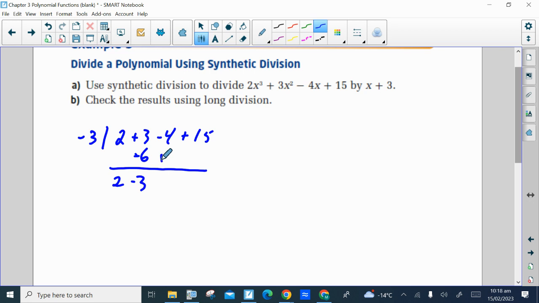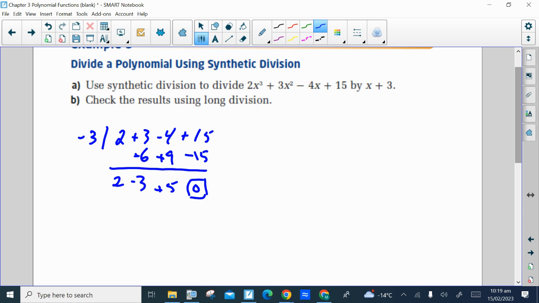Negative 3 times negative 3 is positive 9. When we add, we're going to get positive 5. And negative 3 times 5 is negative 15. When we add, we get a remainder of 0. The remainder is 0. So this means, again, that x plus 3 divides evenly into the polynomial.